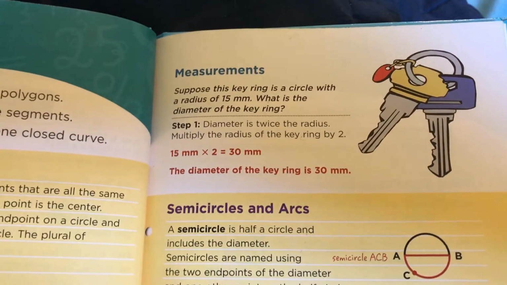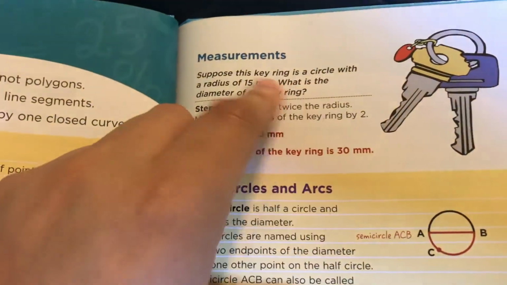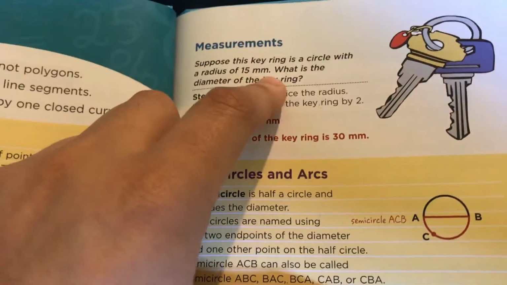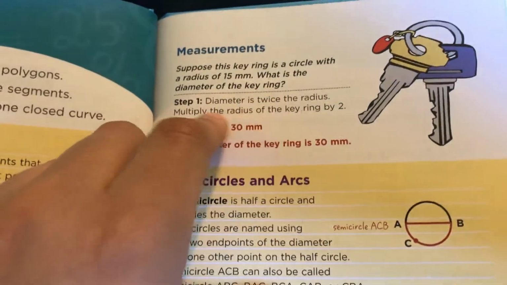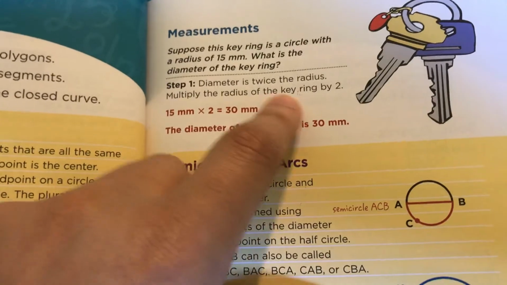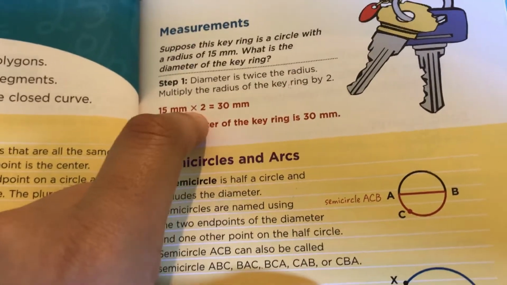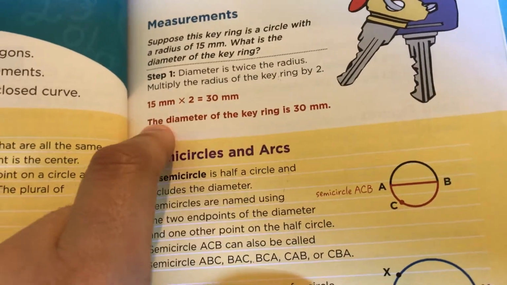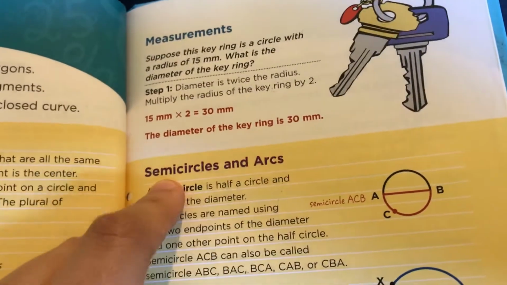Vertex. Central angle. Measurements. Suppose this key ring is a circle with a radius of 15 millimeters. What is the diameter of the key ring? Step 1. Diameter is twice the radius. Multiply the radius of the key ring by 2. 15 millimeters times 2. 30 millimeters. The diameter of the key ring is 30 millimeters.